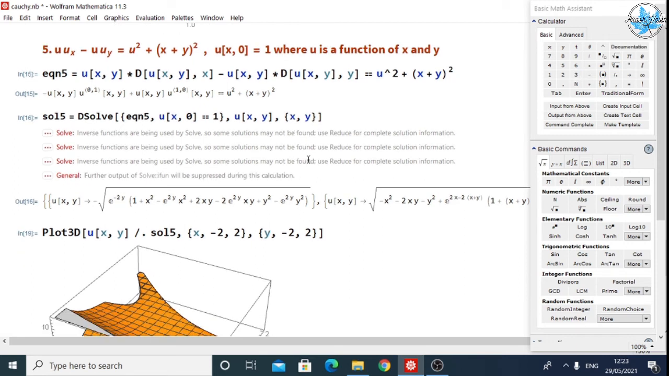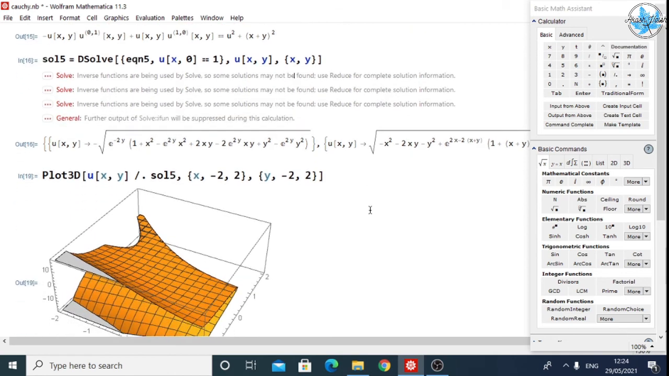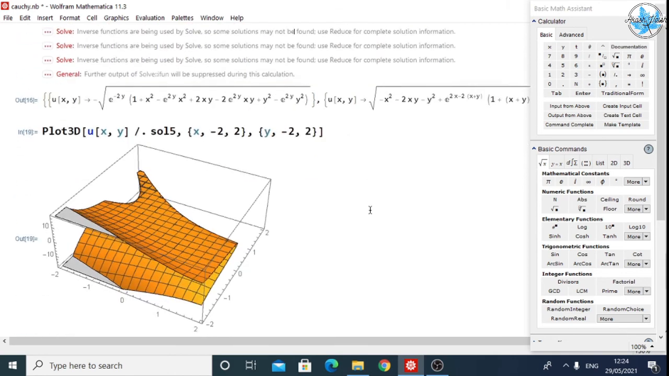It means we have to find the u of x comma y value, which is the dependent variable on x comma y. So you will get the solution like this: u of x comma y under root this, and u of x comma y under root this. Now we have to plot the graph of the function. Here I am getting two equations of u of x comma y, so I will also get different graphs.